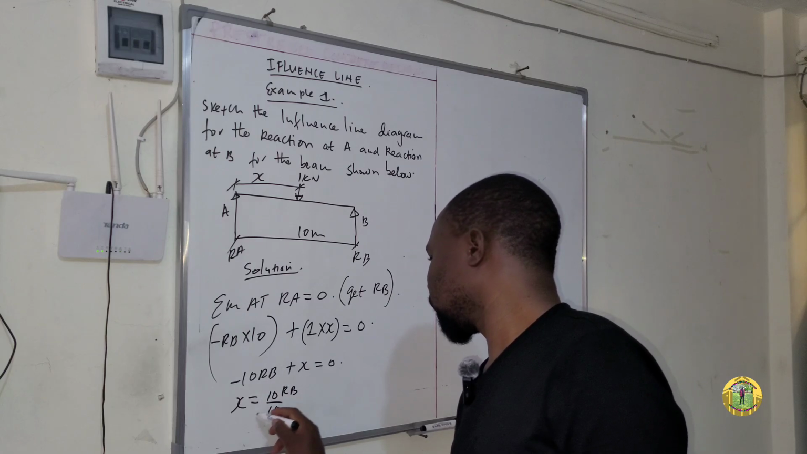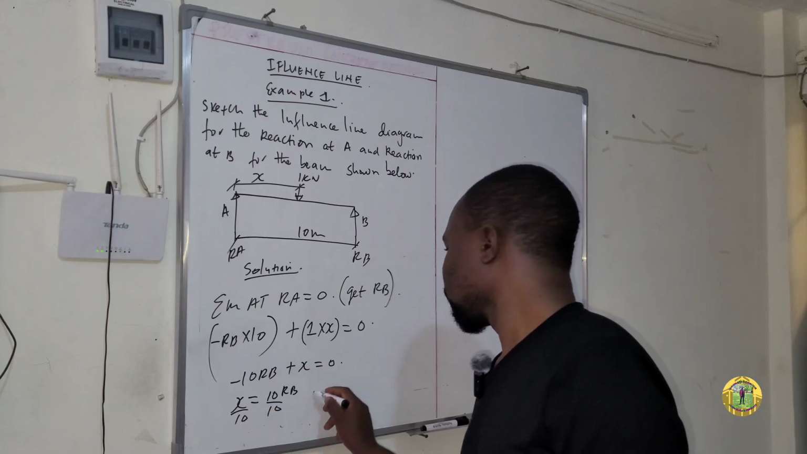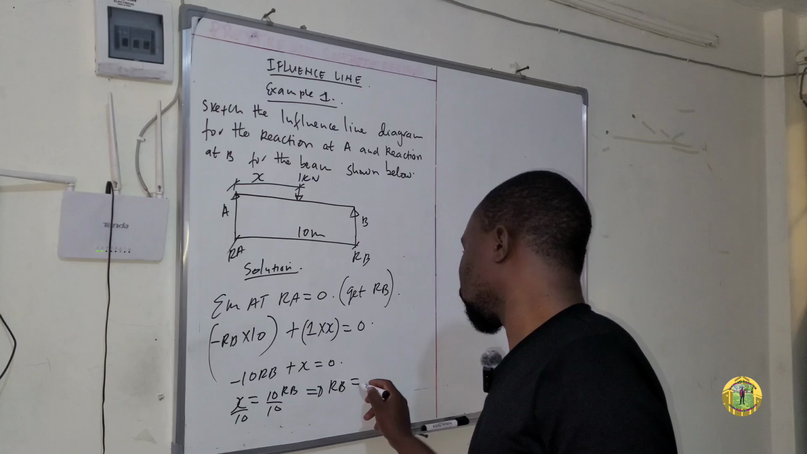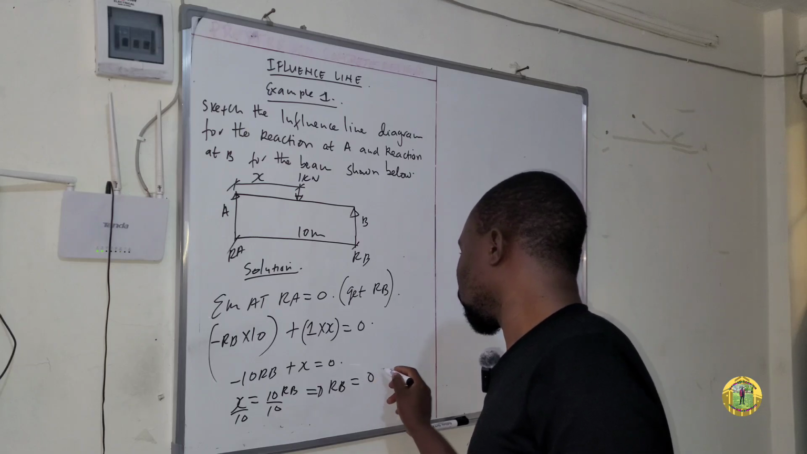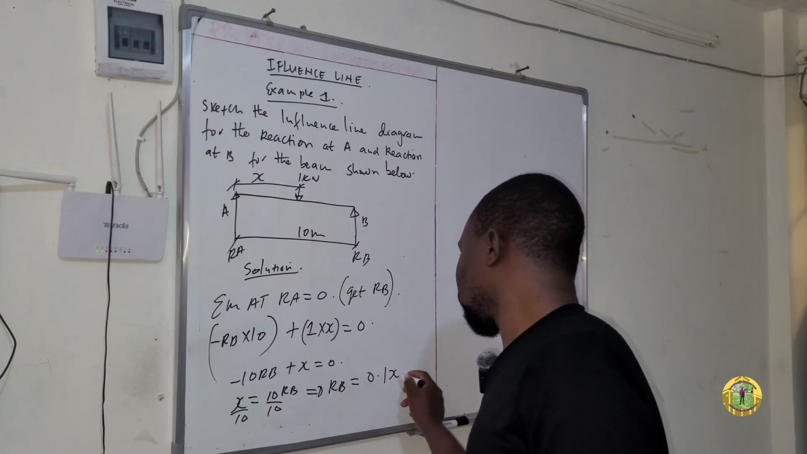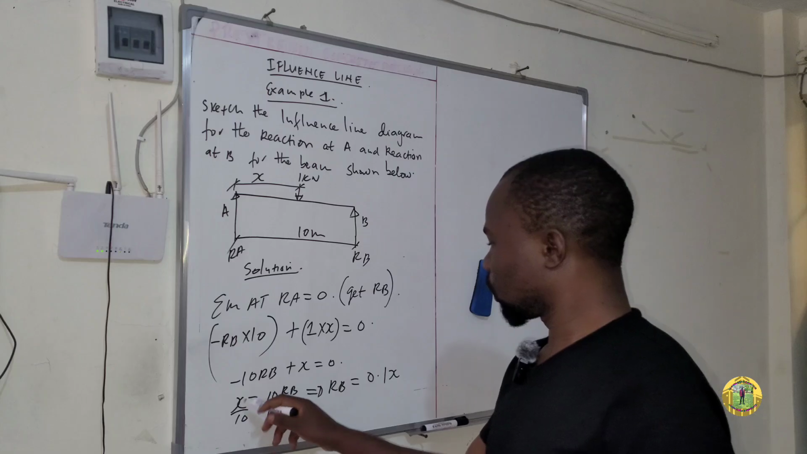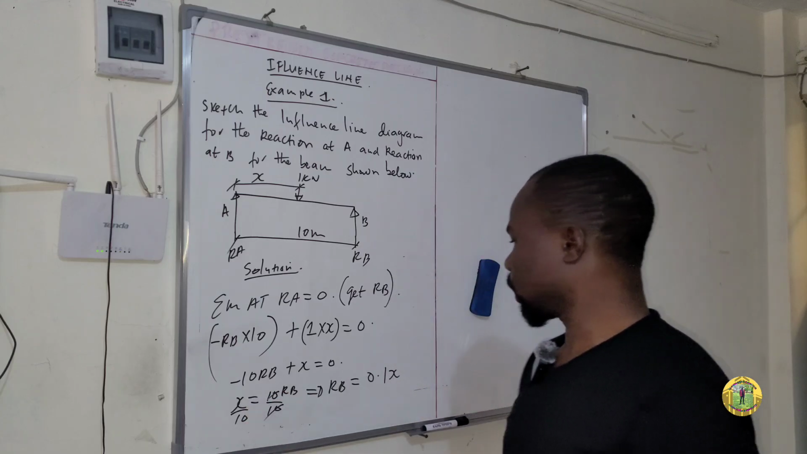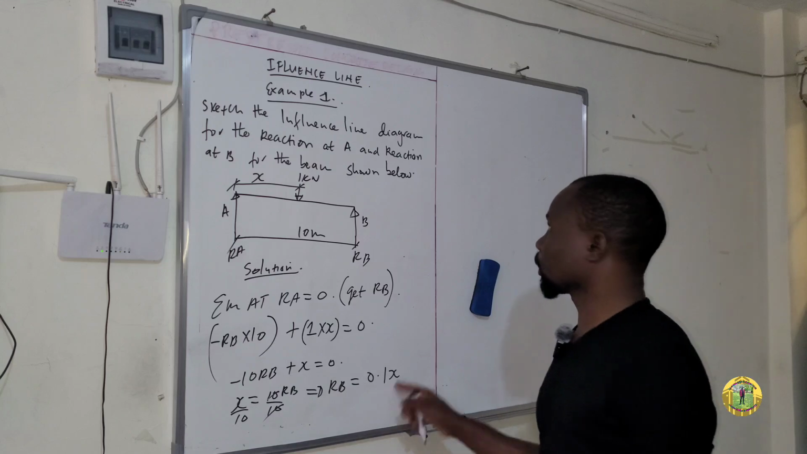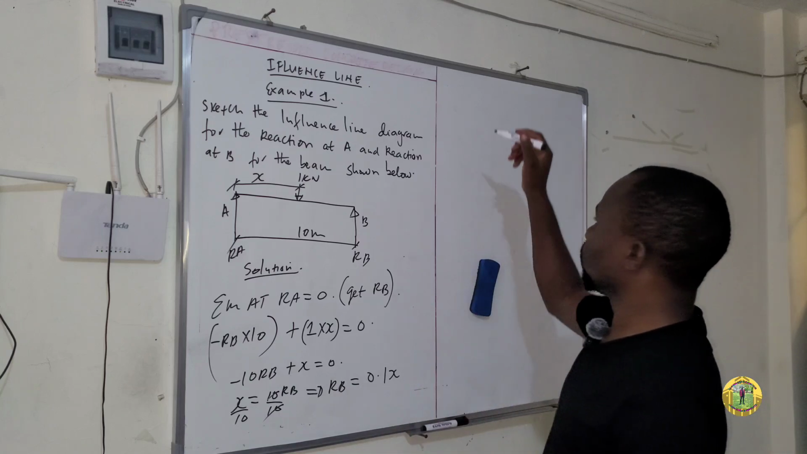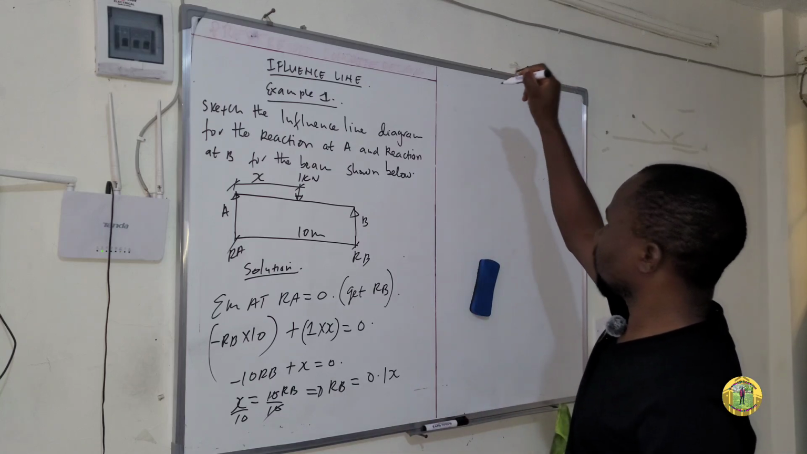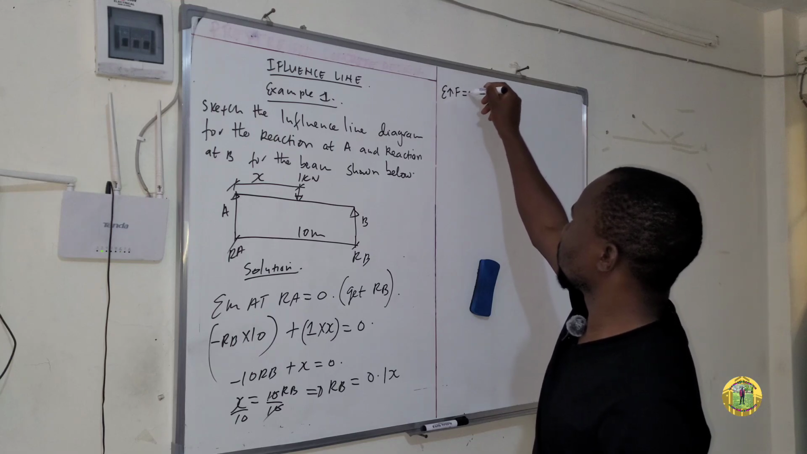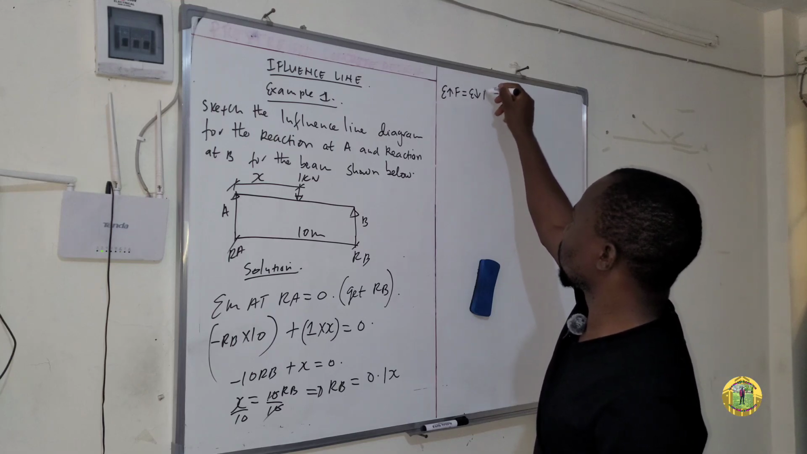Divide both sides by 10, which implies RB is equal to 0.1x. So 1 over 10 is 0.1x. So this is RB. To get RA, you will say summation of vertical forces is equal to summation of downward forces.